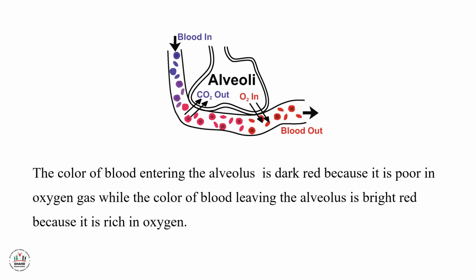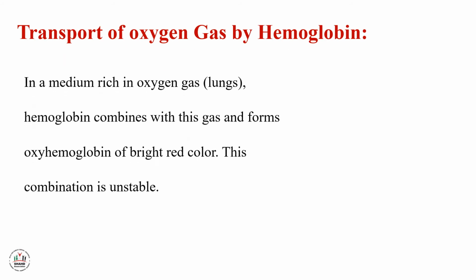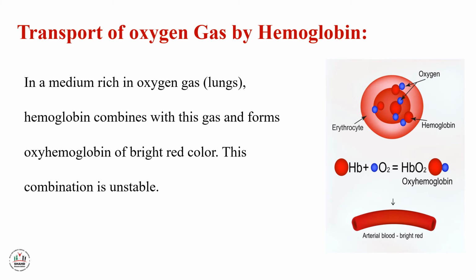The color of blood entering the alveolus is dark red because it's poor in oxygen gas, while the color of blood leaving the alveolus is bright red because it is rich in oxygen. In a medium rich in oxygen gas, like lungs, hemoglobin combines with this gas and forms oxyhemoglobin of bright red color. This combination is unstable.